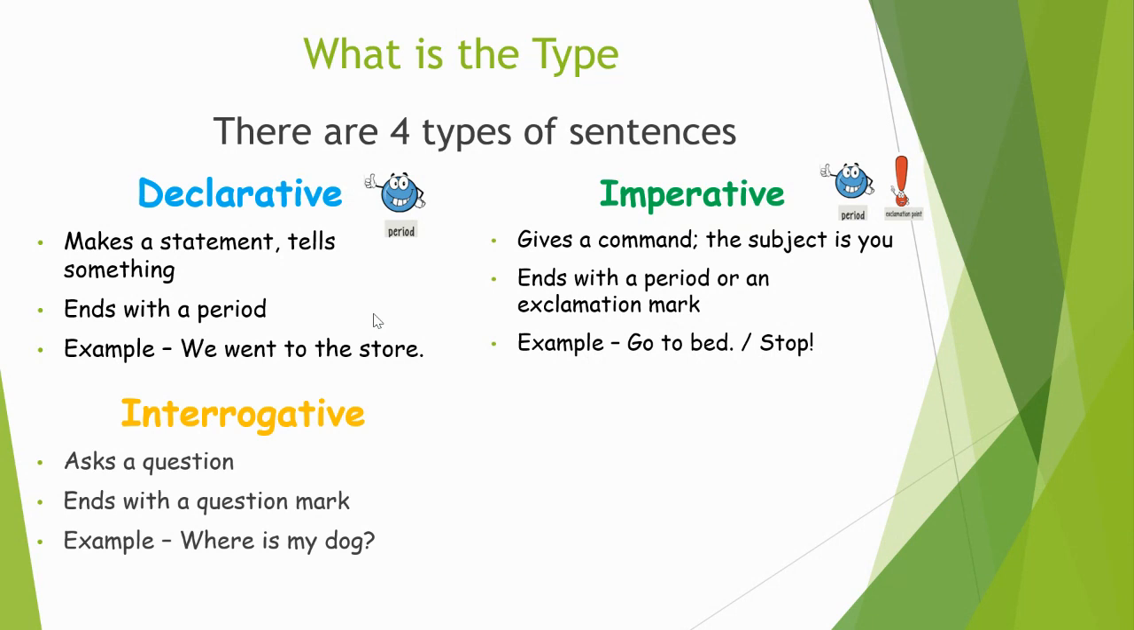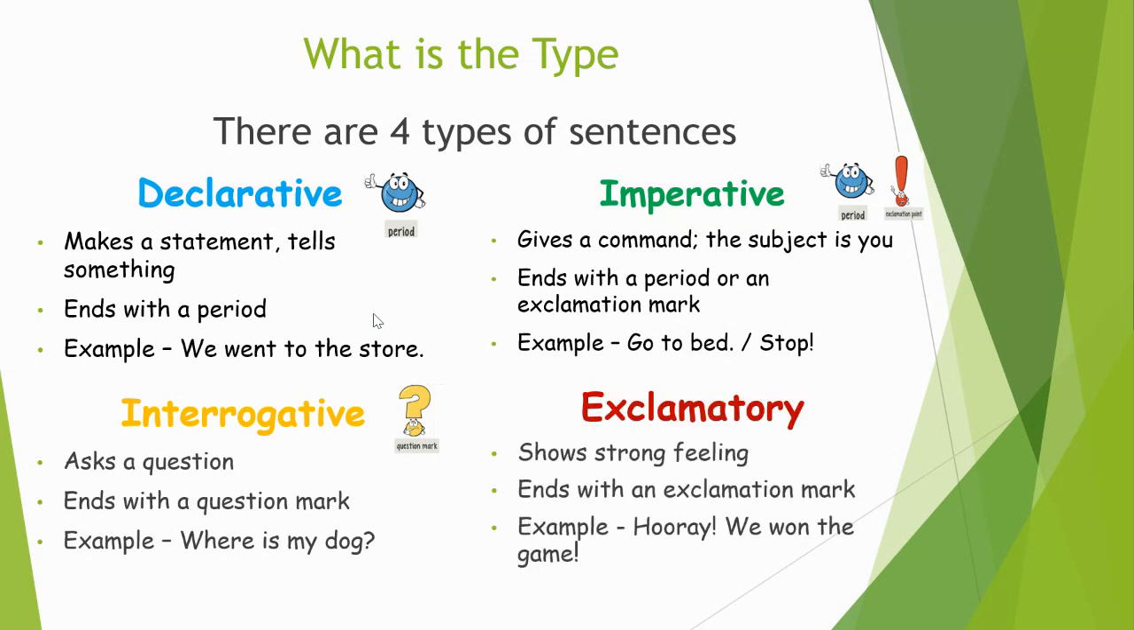The next type of sentence is an interrogative sentence. This is the type of sentence that asks a question. When someone asks you a question, you are expected to respond. These types of sentences end with a question mark. An example would be, where is my dog? It's a question and it's waiting for someone to respond to.